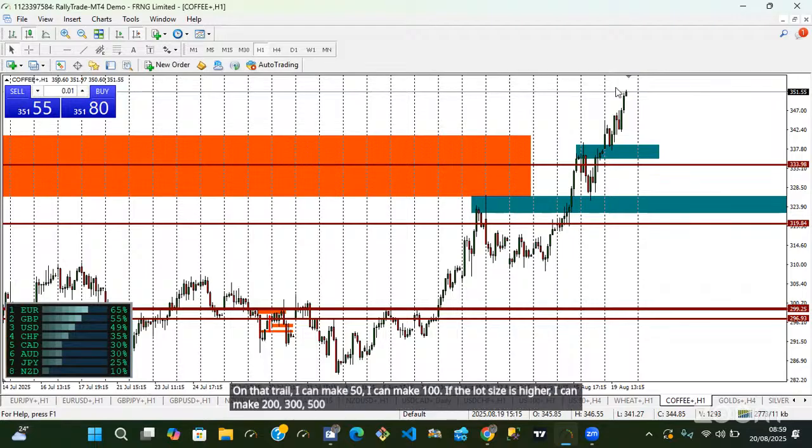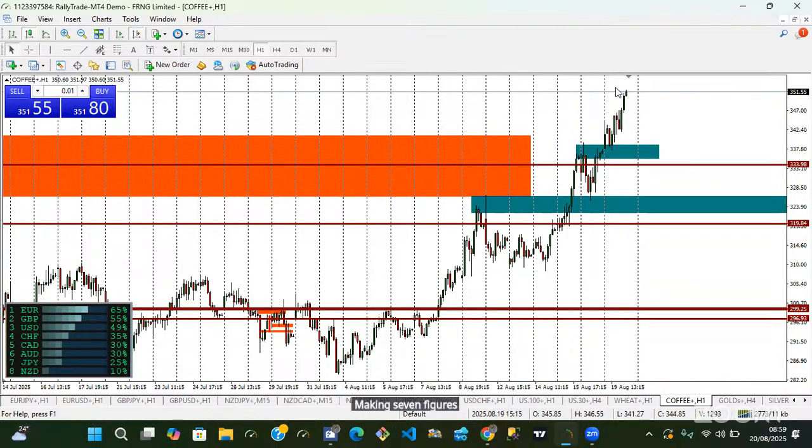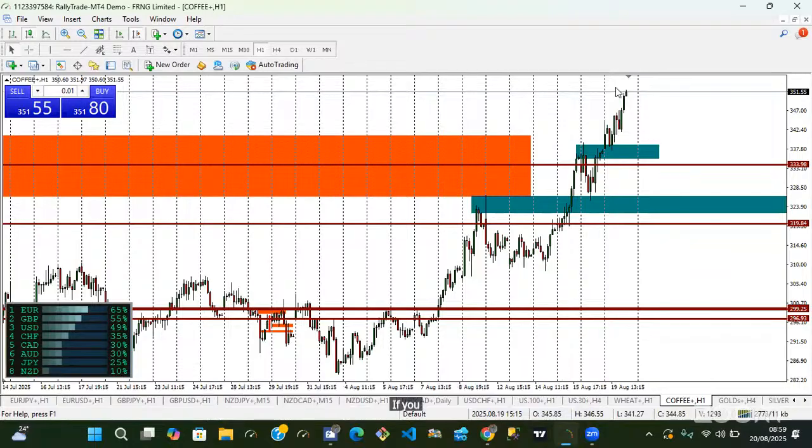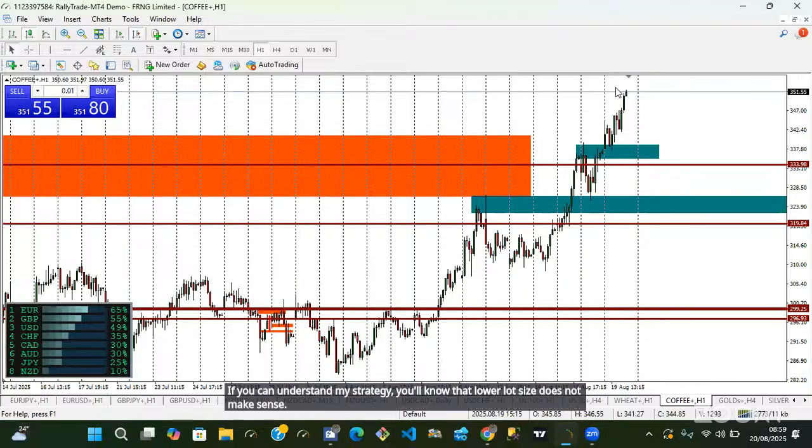All right. So watch out for making 1 million on a trade. That's like the goal. Making 7 figures on one single trade. Okay. Now, doing that, you can't use small lot size. You need to use higher lot size. If you can understand my strategy, you will know that lower lot size does not make sense because the trades are much more surer now. The probability of price going your way is very high. So you want to maximize profitability.